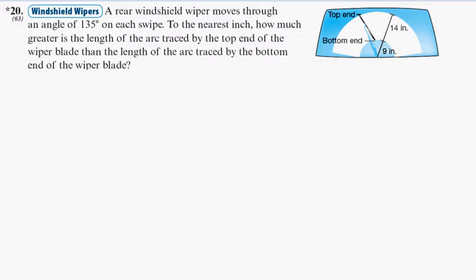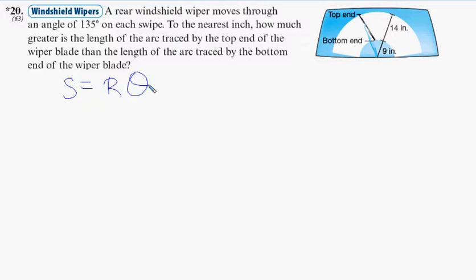Okay, so this one is asking us to find how much greater the length of the arc that's traced by the top end of the wiper blade is than the length of the arc traced by the bottom end. So the first thing I would start with is your formula, of course. S equals radius times theta in radians, of course.